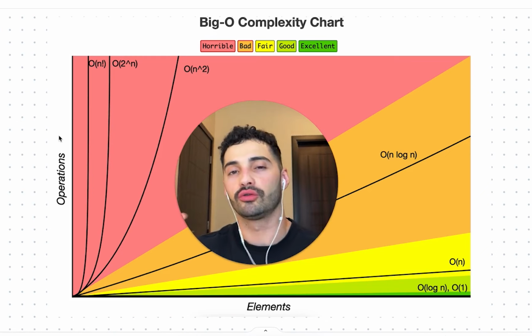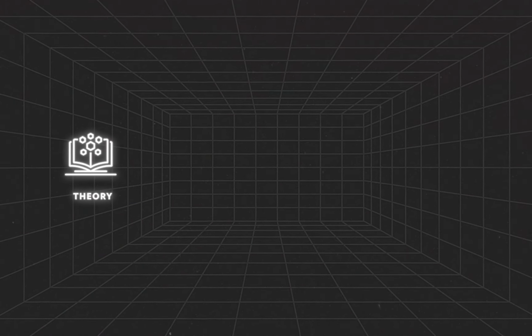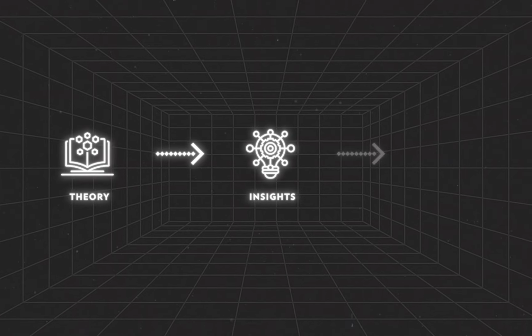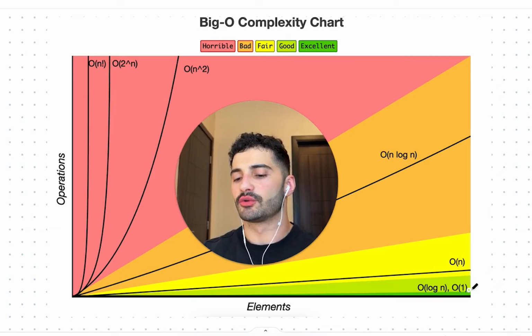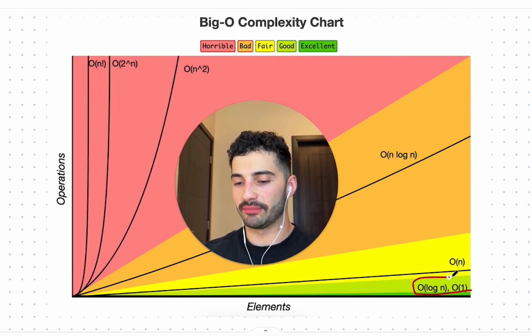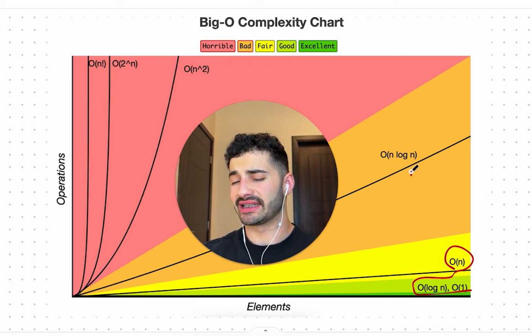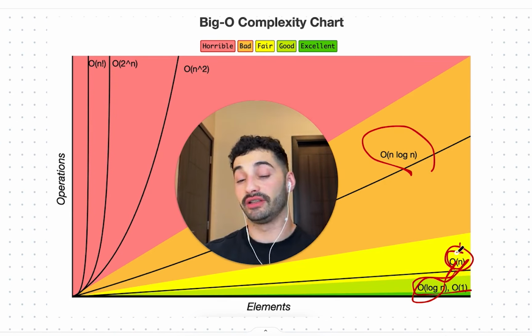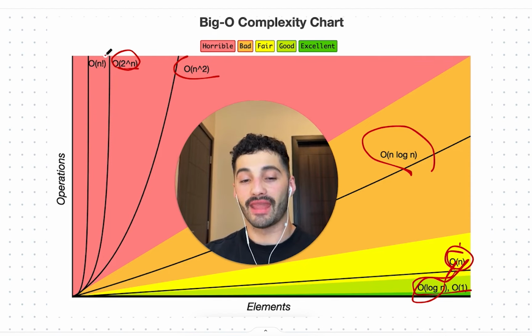I'm going to plot it on Google Sheets so you can turn your theoretical knowledge of time complexity into practical insights that translate into real code. So we're going to start with constant, logarithmic, linear. We're actually going to skip linearithmic, which is just a combination of linear and logarithmic. I want you to understand intuitively the building blocks that'll allow you to figure out other time complexities on your own. And then we're going to look at quadratic, exponential, and factorial.